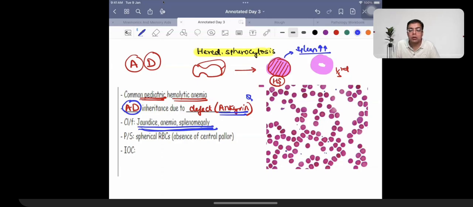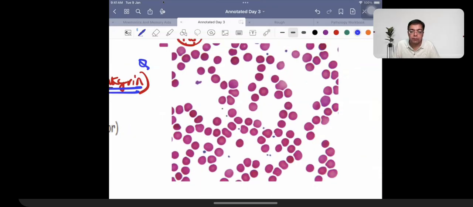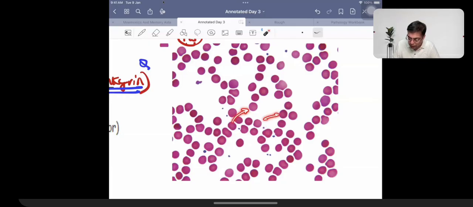Right? Whenever we are talking about it, the peripheral smear is going to show you spherocytes. Instead of writing spherocytes, this is what is going to be given to you as a point in the exam. What is the typical feature of these RBCs? You do not have any central pallor in the RBCs.